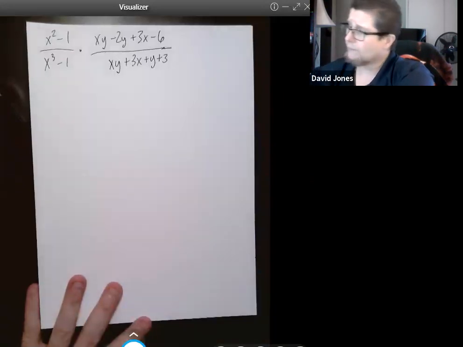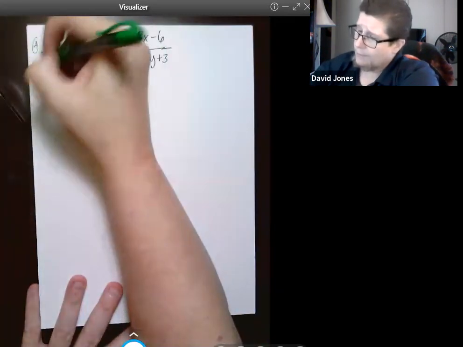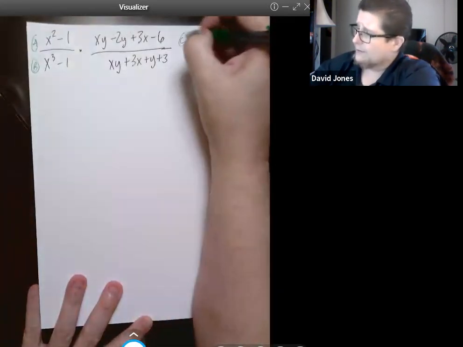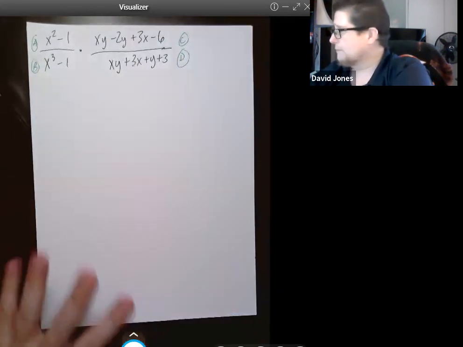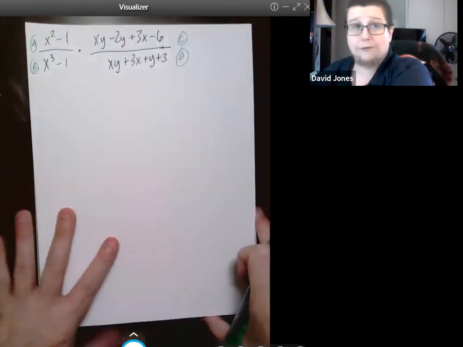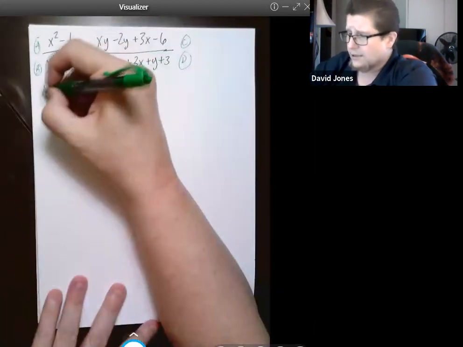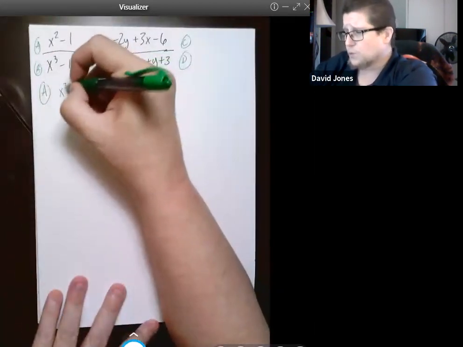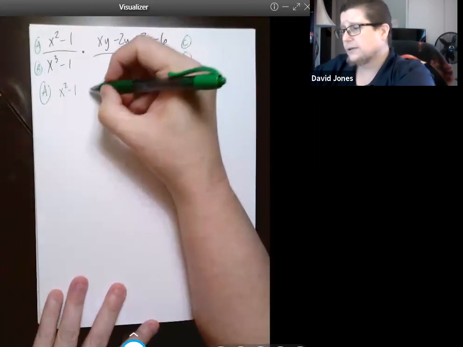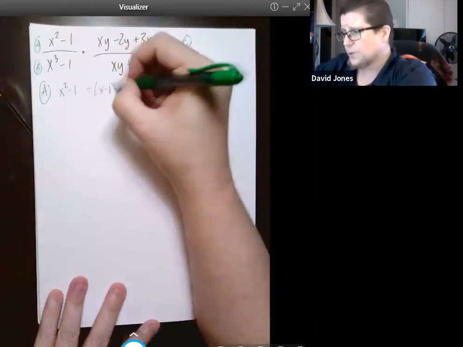Okay. A, B, C, D, worth noting and going through and keeping track of what you do. This is really just organizing it, why I do that. So A, x squared minus 1, that's a difference of squares. So this will be x minus 1, x plus 1.